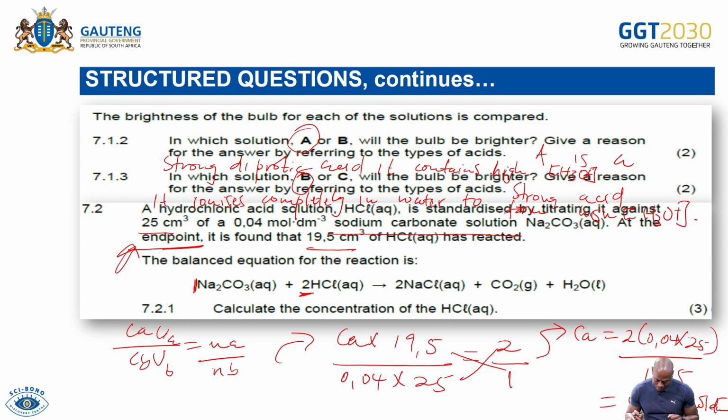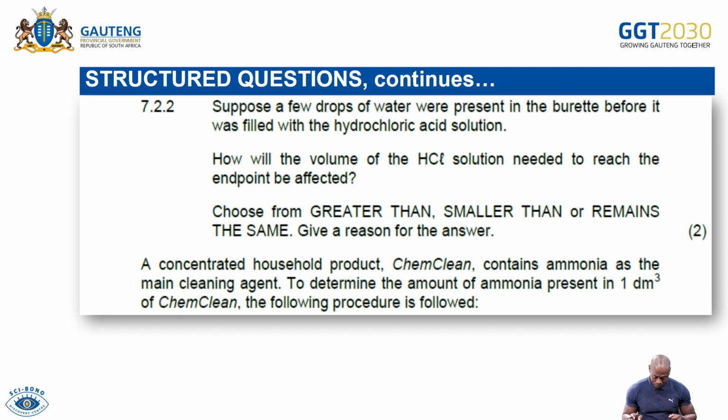Then we have calculated the concentration. Then suppose a few drops of water were present in the burette before it was filled with hydrochloric acid. So here we are performing titration. I hope you saw the burette last week, and your teachers should show you its function. Before it was filled with hydrochloric acid solution, how will the volume of hydrochloric acid solution needed to reach the end point be affected? So there are a few drops of water in the burette, so what will happen to the volume of hydrochloric acid solution?